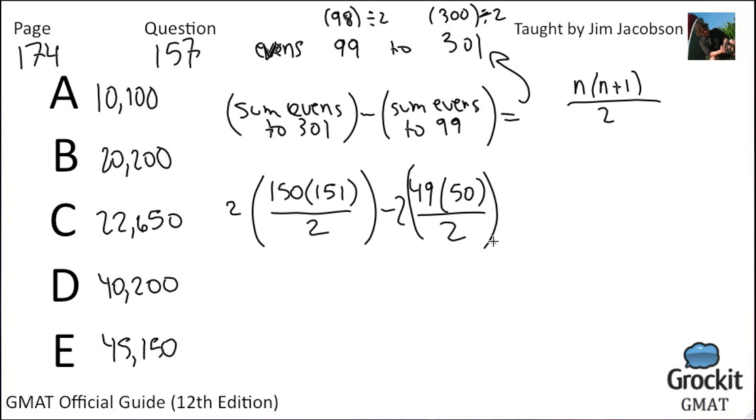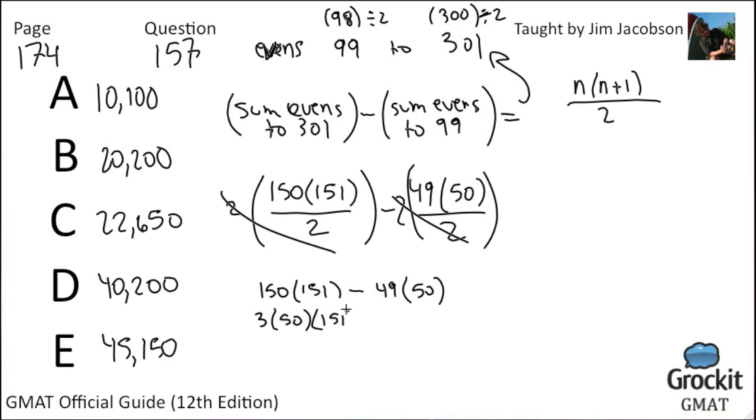So then we solve from here. Obviously the 2's cancel each other out. So then we have 150 times 151 minus 49 times 50. And what we want to do here is try and get these numbers to look more alike. You could just flat out multiply them out, but I'm lazy. 150 is the same as 3 times 50. So now we have a 50 in both sections.